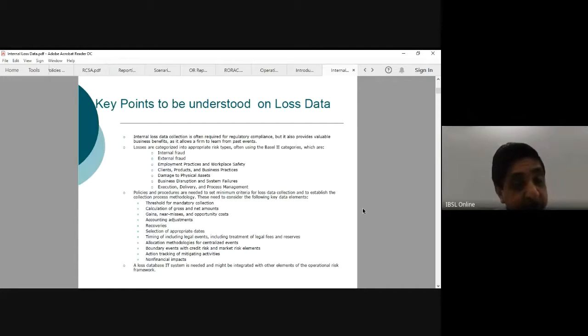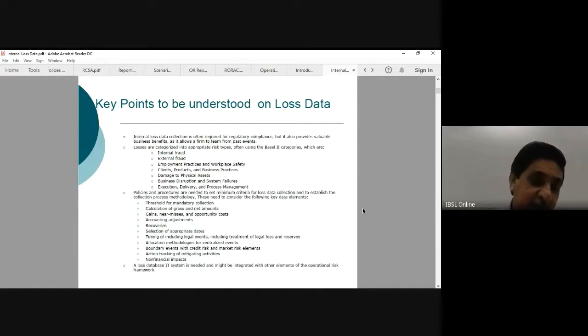Because sometimes the losses through the operational activities could be mitigated through some type of insurance or that type of things. Then gains, near misses, and opportunity cost. So that's a different aspect. Near misses, so that is also to be reported. Accounting adjustments, recoveries, selection of appropriate dates, timing of including legal events, treatment of legal fees and reserves.